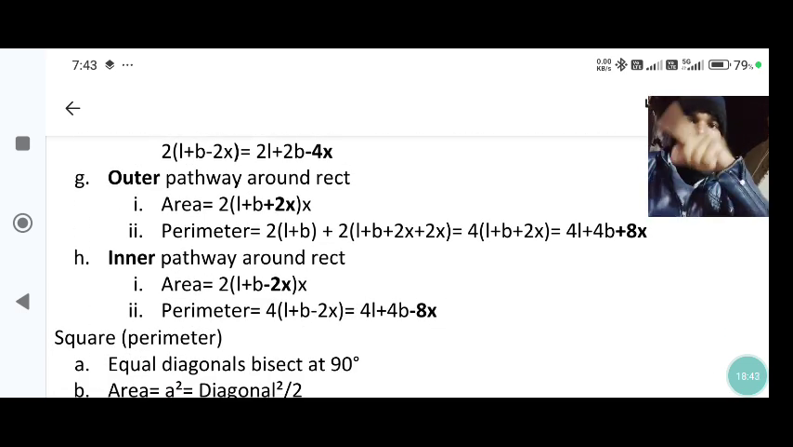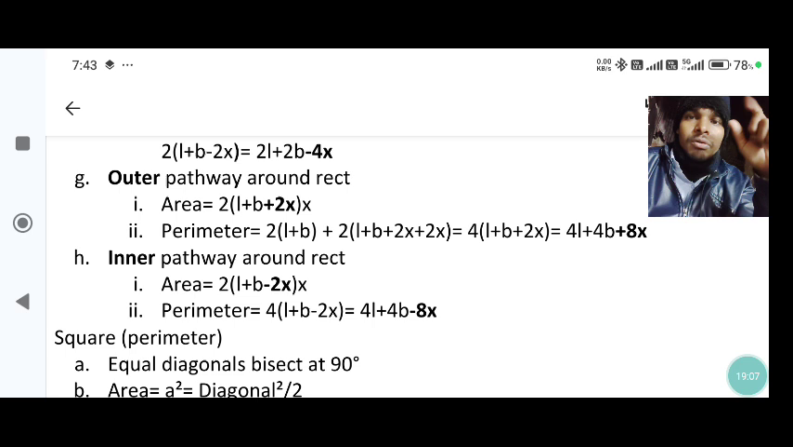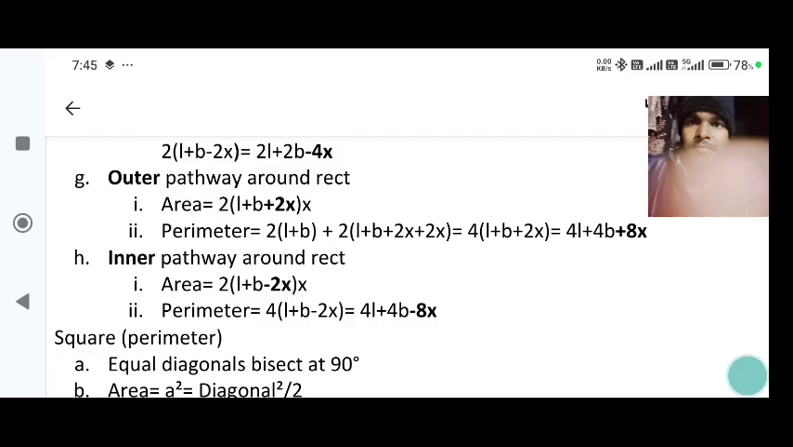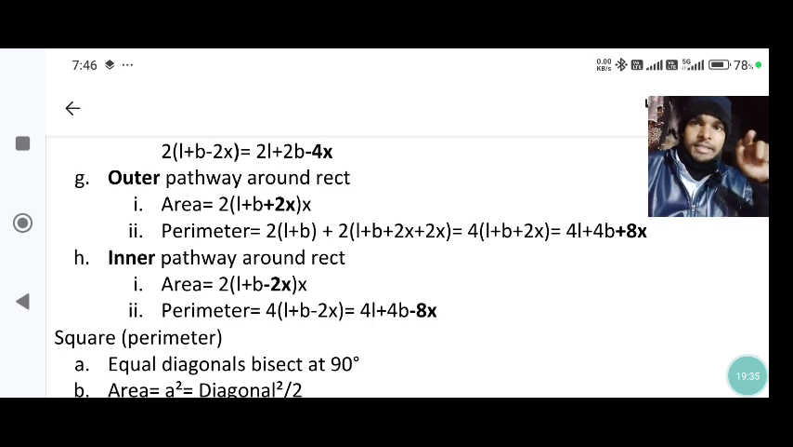Now if an outer pathway is around the rectangle, then what will be the area? It will be 2 into (l plus b plus 2x) multiplied by x. How should it be remembered? If there is l plus b and the breadth is added by 2x, then the complete line of the outer rectangle will take place. And if it is multiplied by x, then from one side the area will be taken and then it should be multiplied by 2, so that the complete frame's area will be taken out.